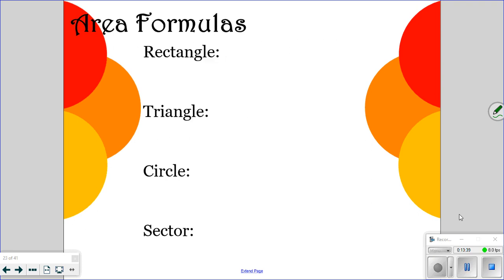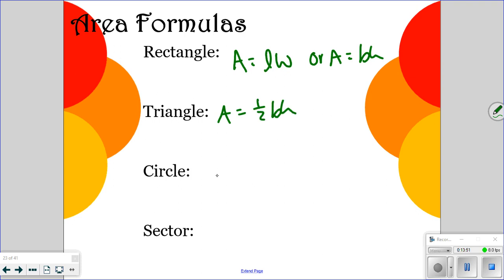Okay, so we're going to go over some area formulas real quick. For a rectangle, area is length times width or base times height, whichever one you want to think. For a triangle, it's 1/2 base times height. For a circle, it is pi r squared. For a sector, the area is the measure of your angle or your arc over 360 times the area of the circle. So hopefully you've dealt with all of those before and those are review. If not, you can write them down. You can pause the video if you need to.